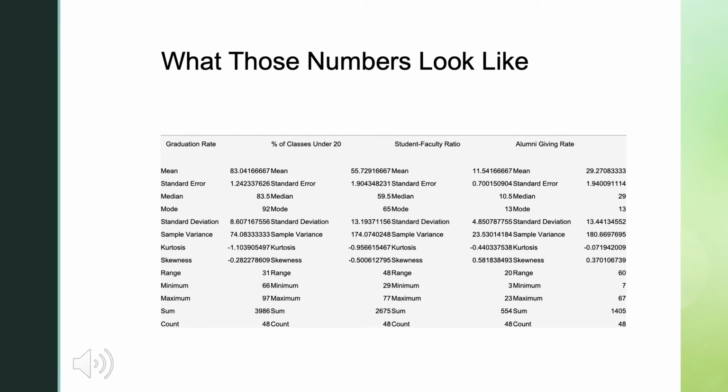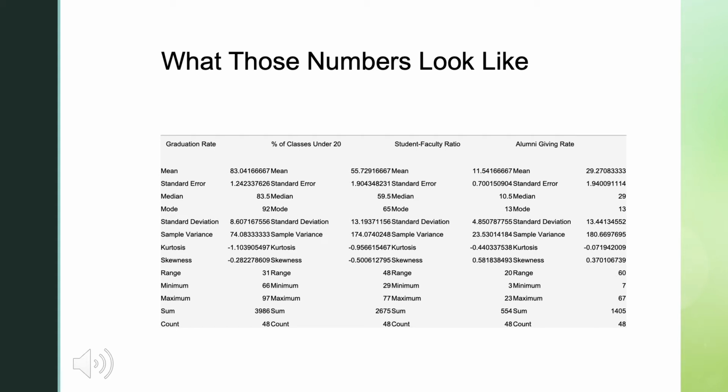Next, we have our student to faculty ratio. The range here is from a minimum of 3 to a maximum of 23, and has a median of 10.5. The average is 11.54. There are no missing values, and the values are distributed with a standard deviation of 4.85.